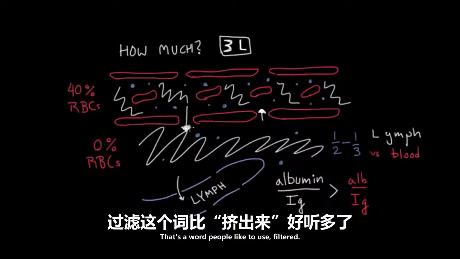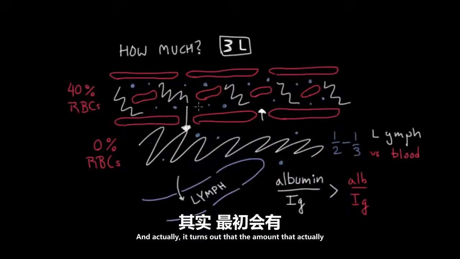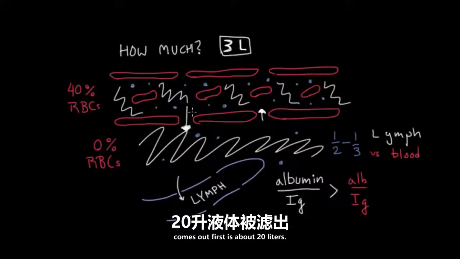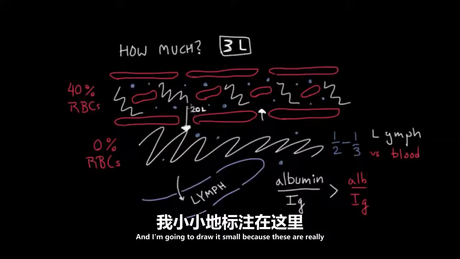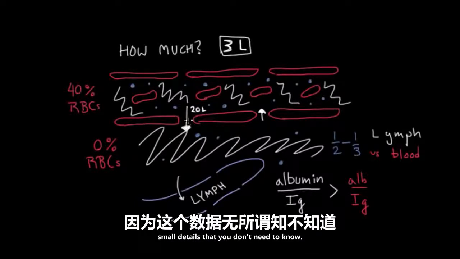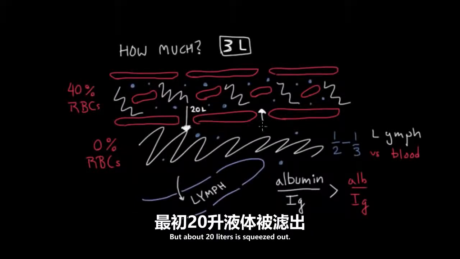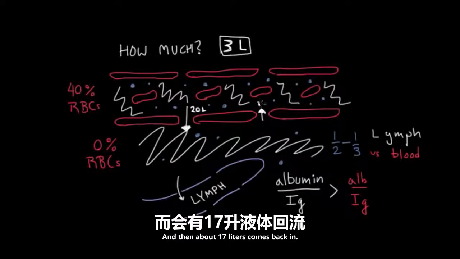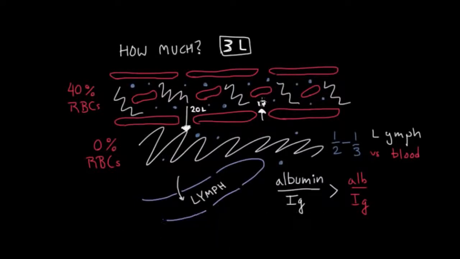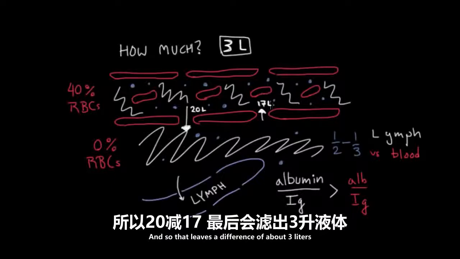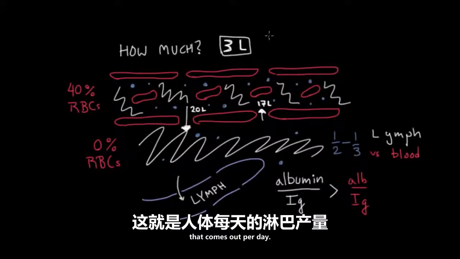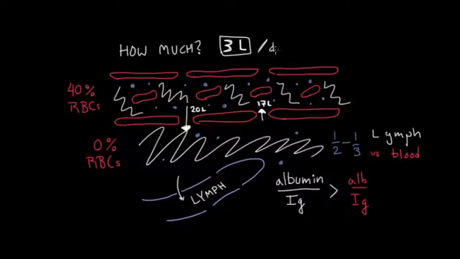That's a word people like to use, filtered. And it turns out that the amount that actually comes out first is about 20 liters, and I'm going to draw it small because these are really small details that you don't need to know. About 20 liters is squeezed out, and then about 17 liters comes back in. And so that leaves a difference of about 3 liters that comes out per day.